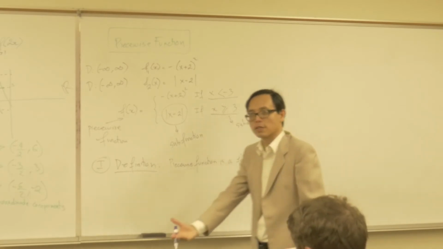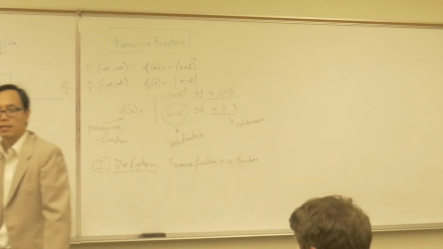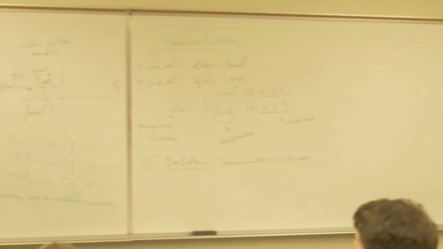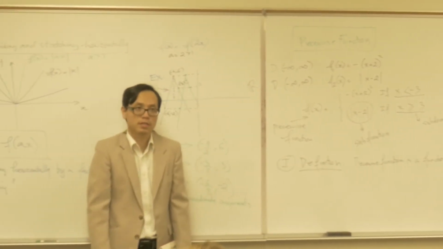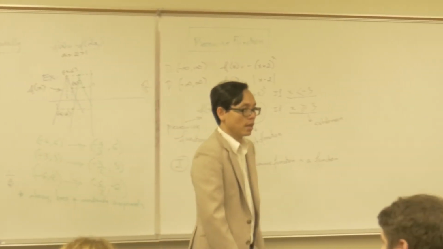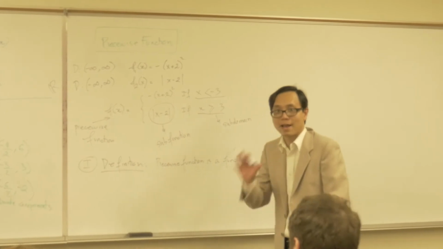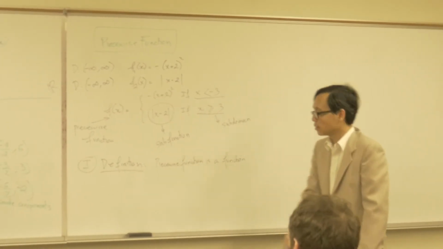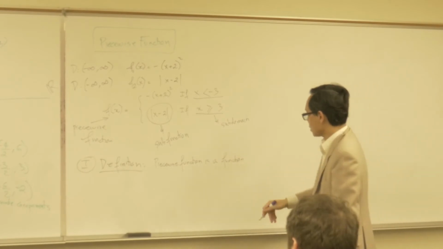And because it's a function, it must satisfy the vertical line test. Anyone remember vertical line testing? Draw a vertical line on the graph and see if it touches at one point, right? If it intersects the curve at one point, then it satisfies the vertical line test. And if we satisfy the vertical line test, I know that that curve represents a function. Okay? So piecewise function is a function.